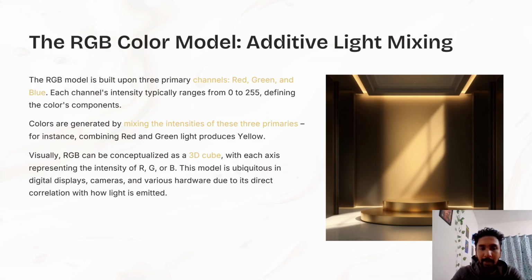Visually, RGB can be conceptualized as a 3D cube with each axis representing the intensity of R, G, or B. This model is ubiquitous in digital displays, cameras, and various hardware due to its direct correlation with how light is emitted.